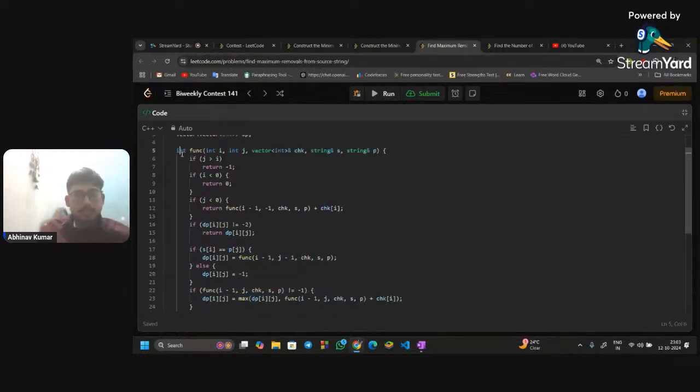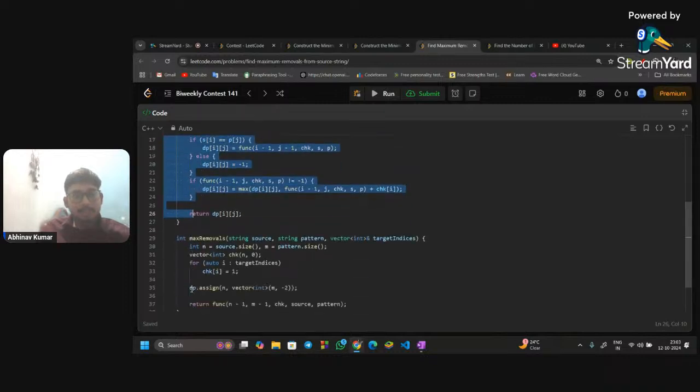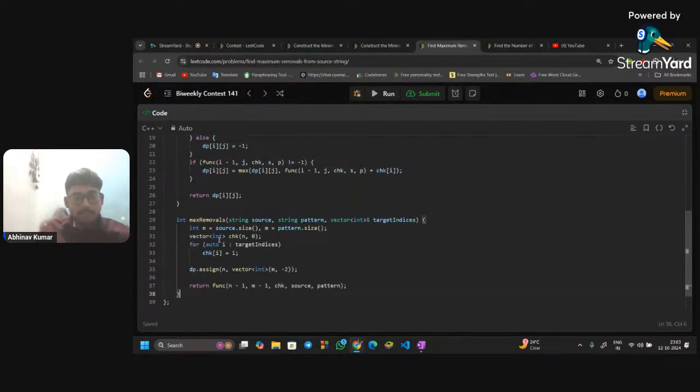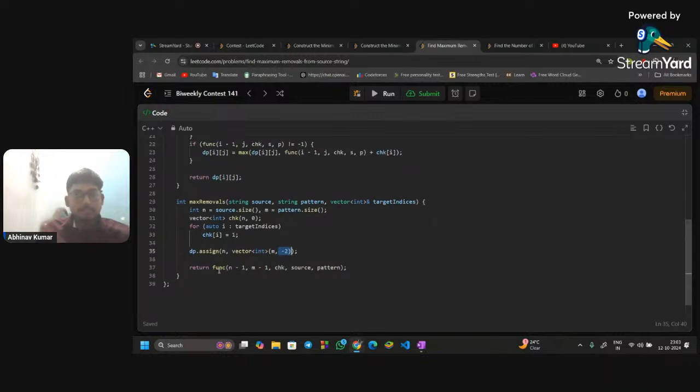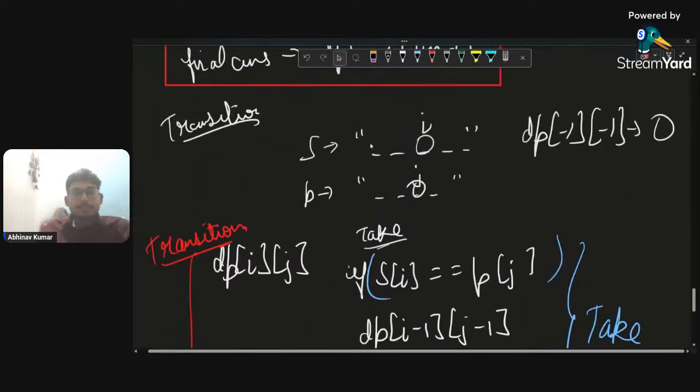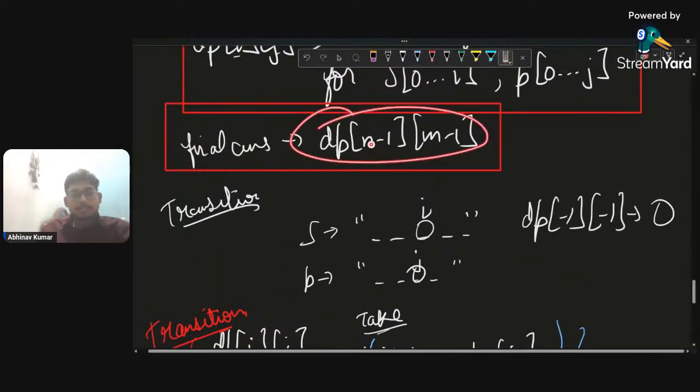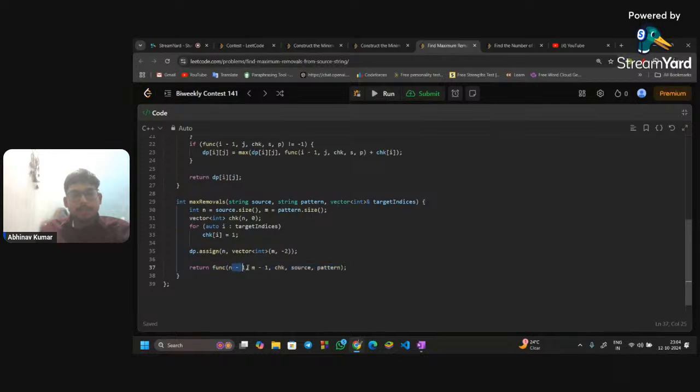So this was my recursive function for my dp, and in my actual function, I've just calculated my check using this, which I explained earlier, and in my dp I'm assigning n into m minus 2 initially. For memoization, we would return dp of n minus 1, m minus 1. That was my final answer. As I explained there, what's my final answer? dp[n-1][m-1]. So func of n minus 1, m minus 1 was my final answer, so I returned that. I hope you understood the code for this also.